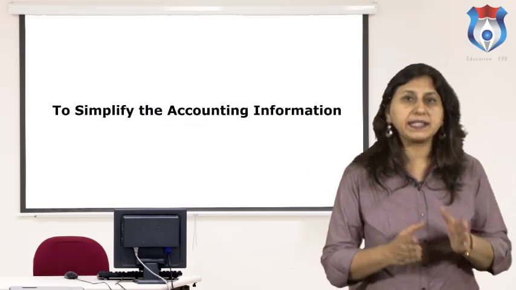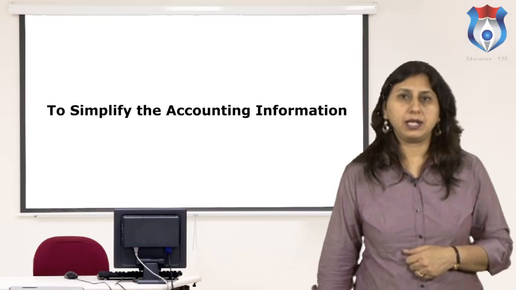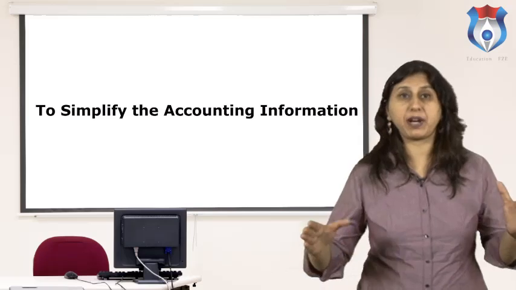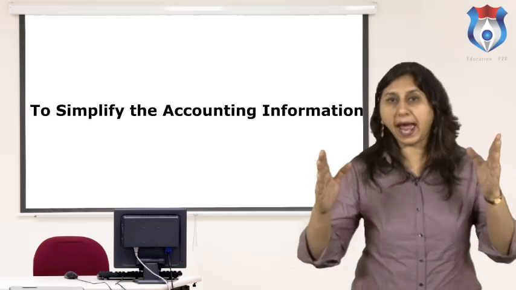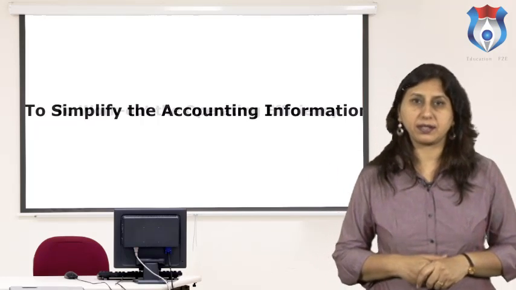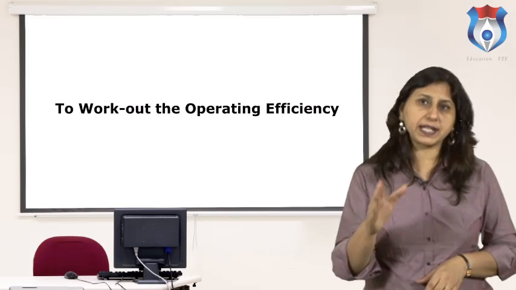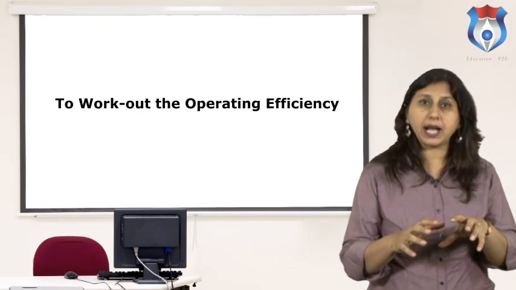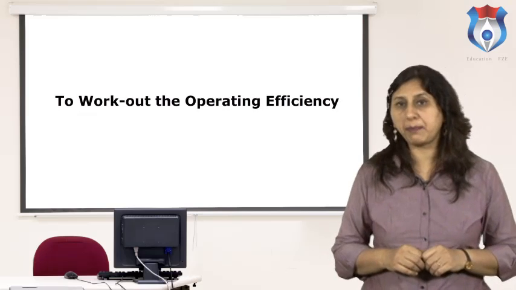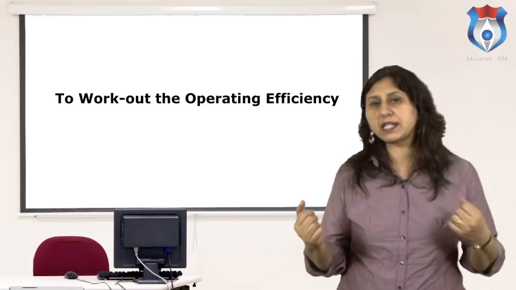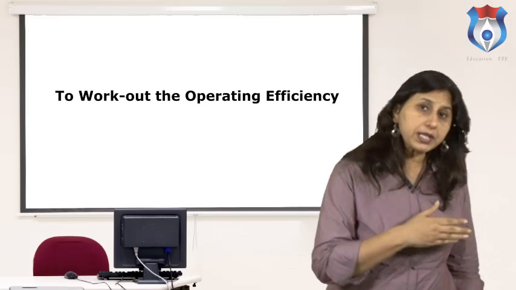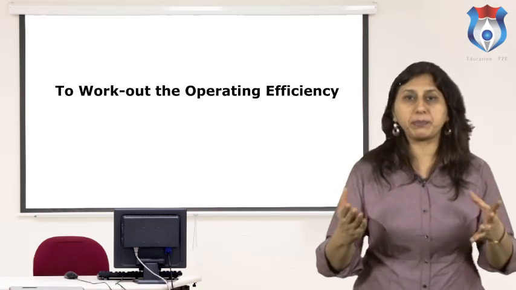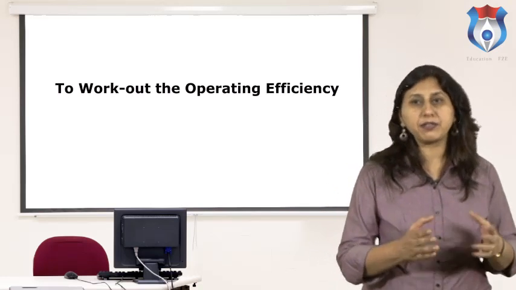To simplify the accounting information. Accounting ratios are very useful as they briefly summarize the result of detailed and complicated computations. To work out the operating efficiency. Ratio analysis helps to work out the operating efficiency of the company with the help of various turnover ratios. All turnover ratios are worked out to evaluate the performance of the business in utilizing the resources.